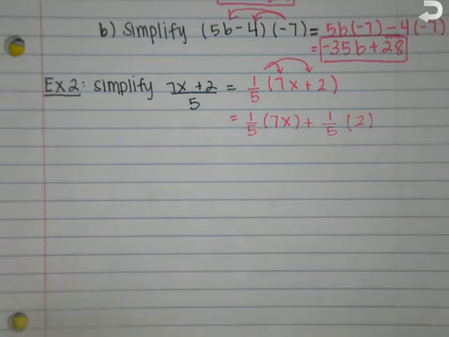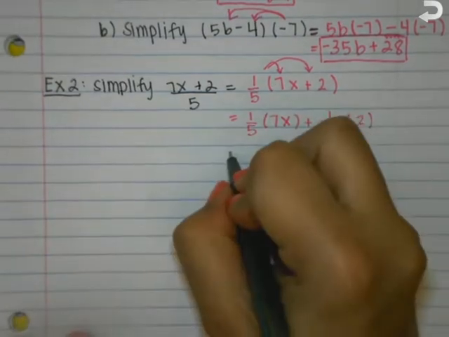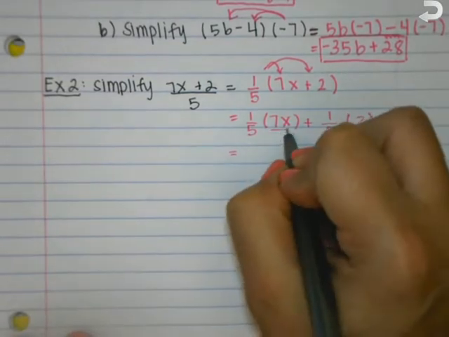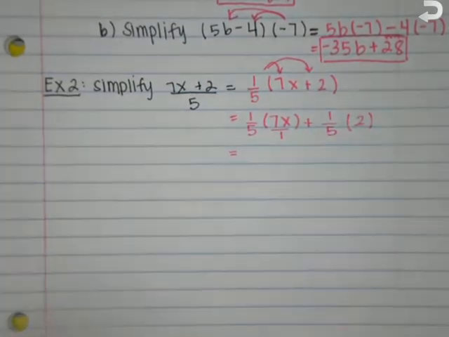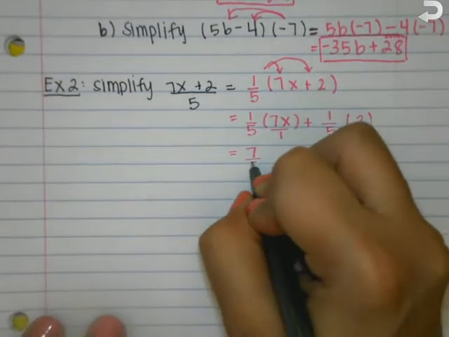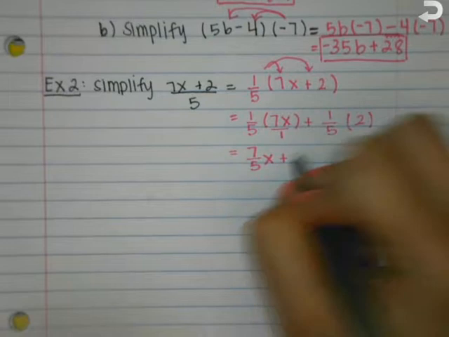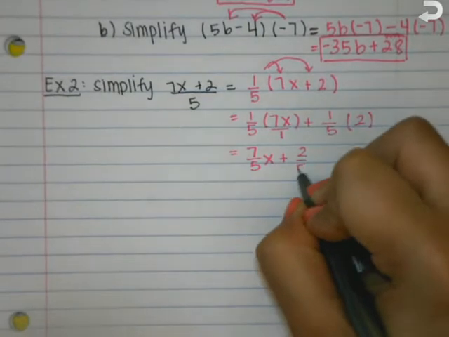And then the last thing I want to do is multiply. 7x is the same as 7x over 1. So when we rewrite it, it would be 7 over 5x, right? Plus 2 over 5. And that's going to be your answer.